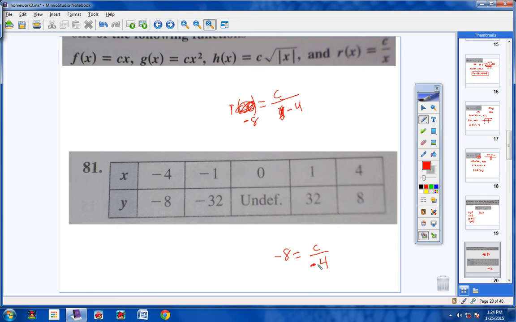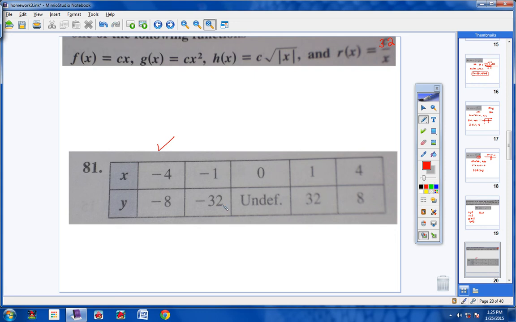So let's multiply both sides by -4, and we get 32 for c. 32 equals c. So I'm going to come over here, and where c is, I'm going to put 32. Alright, 32. Now let's check each one of these points and see if they all work. When I put -4 in, I better get out -8. Put a -4 in right here. 32 divided by -4 is -8. Okay, so that one checks.